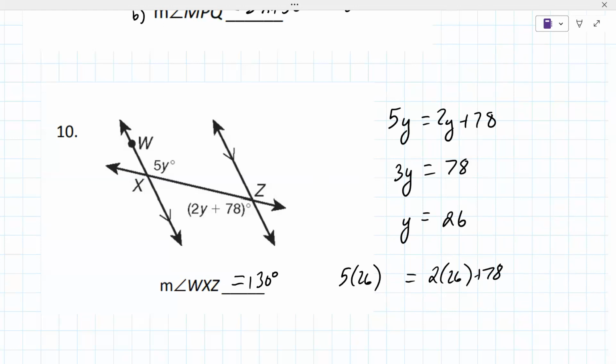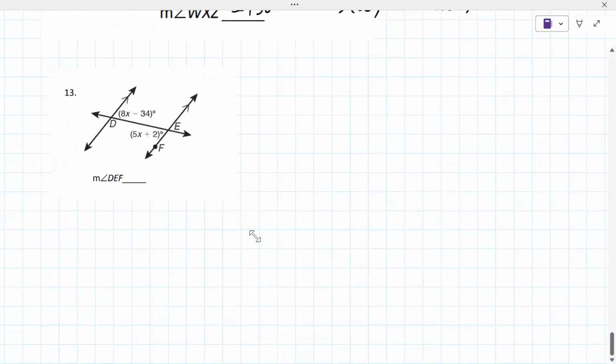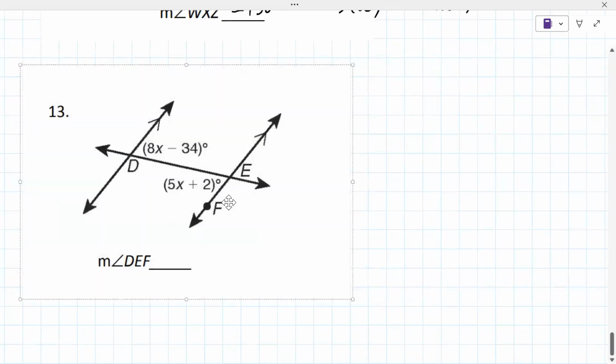All right, one more before we move on to another type of problem here. All right, so here's one for you to try. Go ahead and solve for the given angle, please.